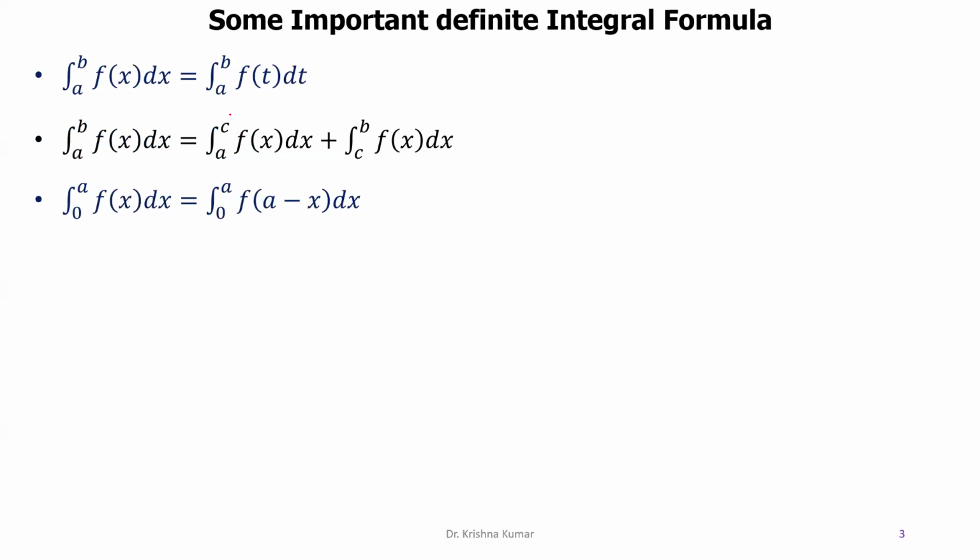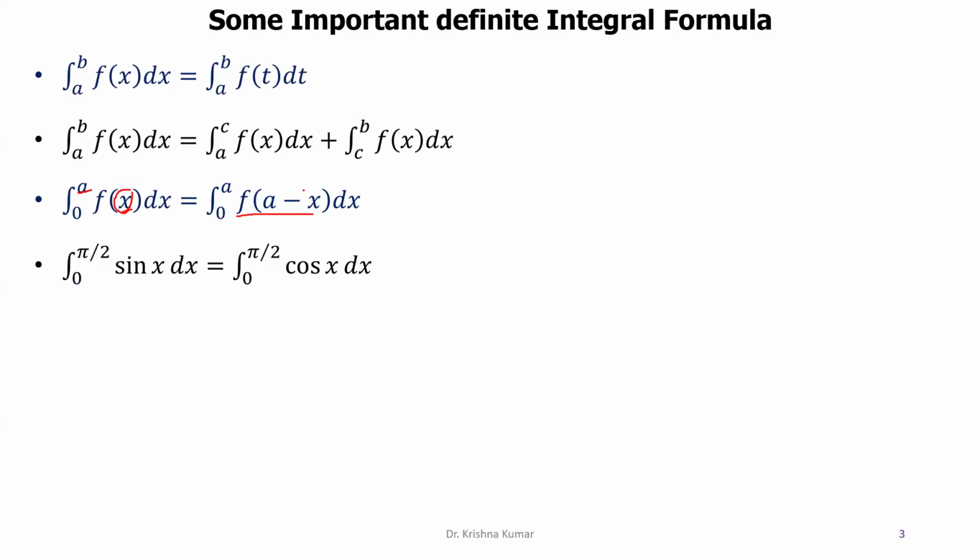The third formula of definite integral is integration of f of x under the limit 0 to a with respect to x, which is equal to integration of f of a minus x under the limit 0 to a with respect to x. Here x can be replaced by the upper limit minus the variable, so f of x is replaced by f of a minus x. This is also a very important formula, and we definitely use it while solving the reduction formula.